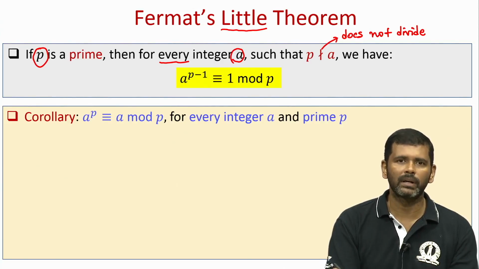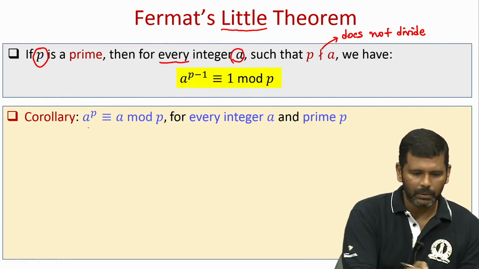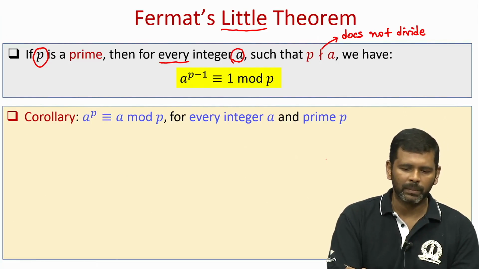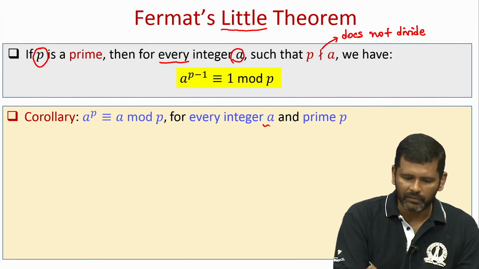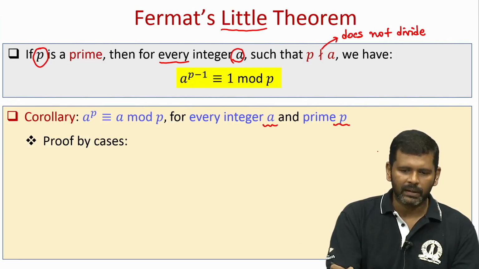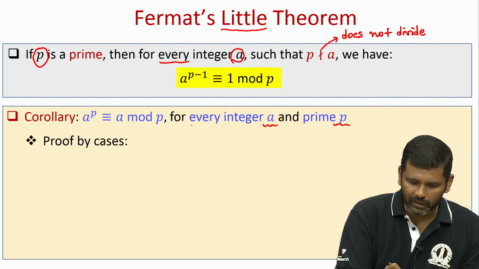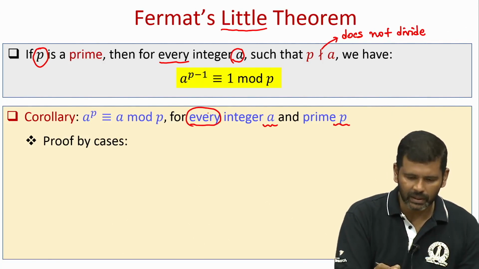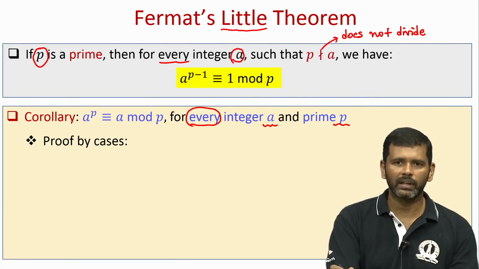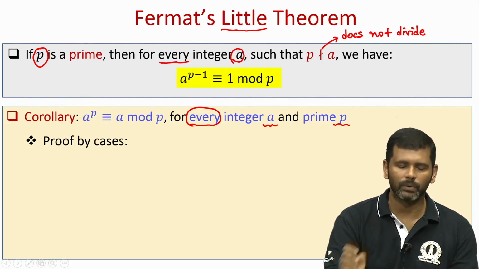So, assume for the moment that this theorem statement is true. Let us see an interesting corollary. The corollary is a to the power p is congruent to a modulo p for every integer a and prime p. And we can divide the proof into cases. The corollary is for every integer. It is not only for those integers a which are co-prime to p, whereas Fermat's little theorem is strictly for those integers a which are co-prime to p.